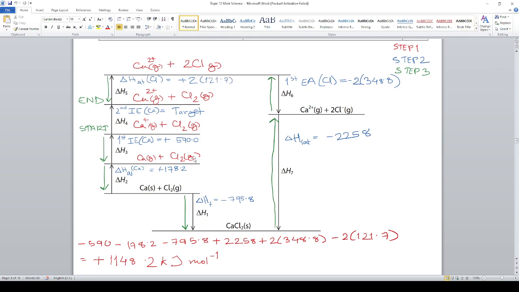So I think the most sensible way to do it is to first write the equation one step change at a time. So first calcium to gas, then a +1 calcium, then a +2 calcium, and then atomized chlorine, and then ionized chlorine, and then everything reacts together to make our calcium chloride. And then you put the numbers in, reading off the table, and then finally you pick your start, you pick your end.